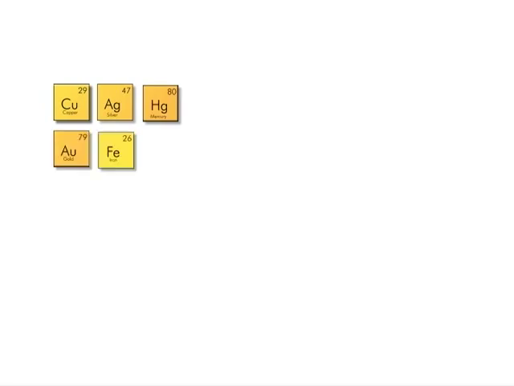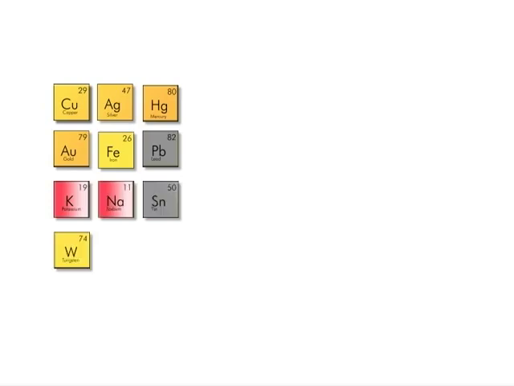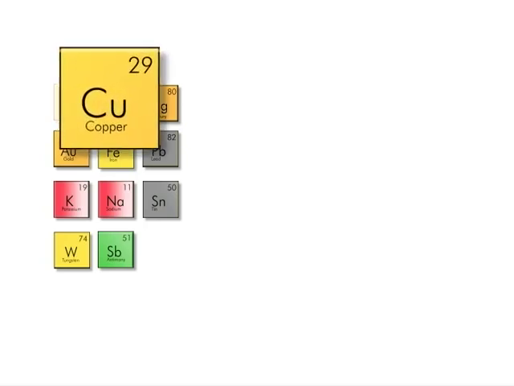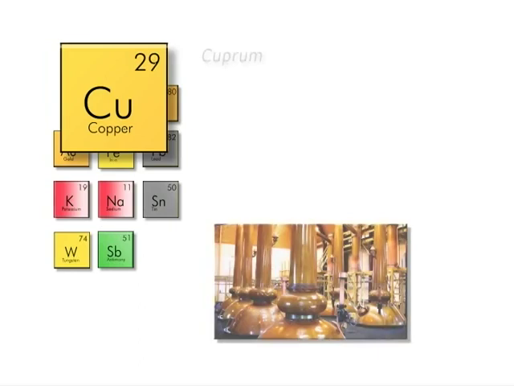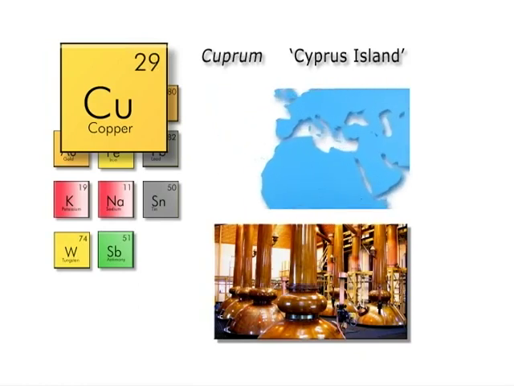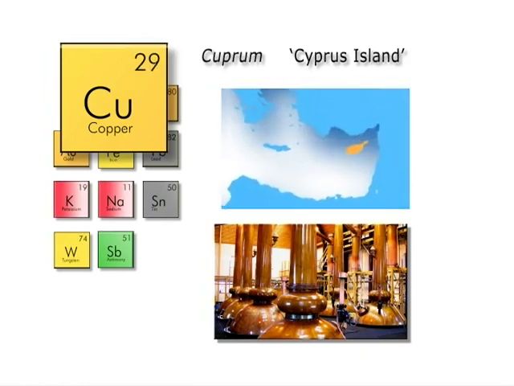Actually, there are only 11 elements with abbreviations that you couldn't possibly guess from their names. Just 11. And here they are. Copper, silver, mercury, gold, iron, lead, potassium, sodium, tin, tungsten, and antimony. And here's why their abbreviations are what they are. The abbreviation for copper is Cu, from the Latin word for copper, cuprum. Cuprum is the Latin name for the island of Cyprus, Kypros, where copper was extensively mined in the past.